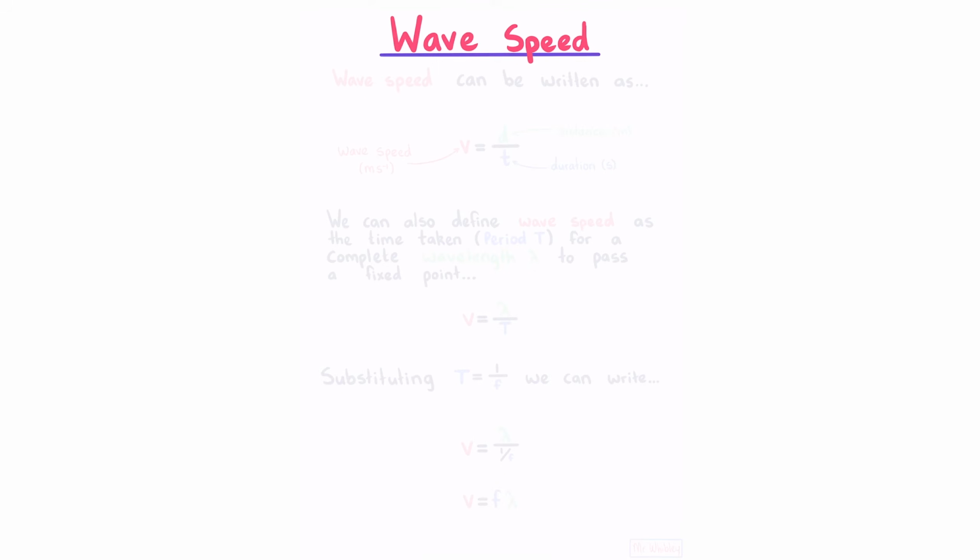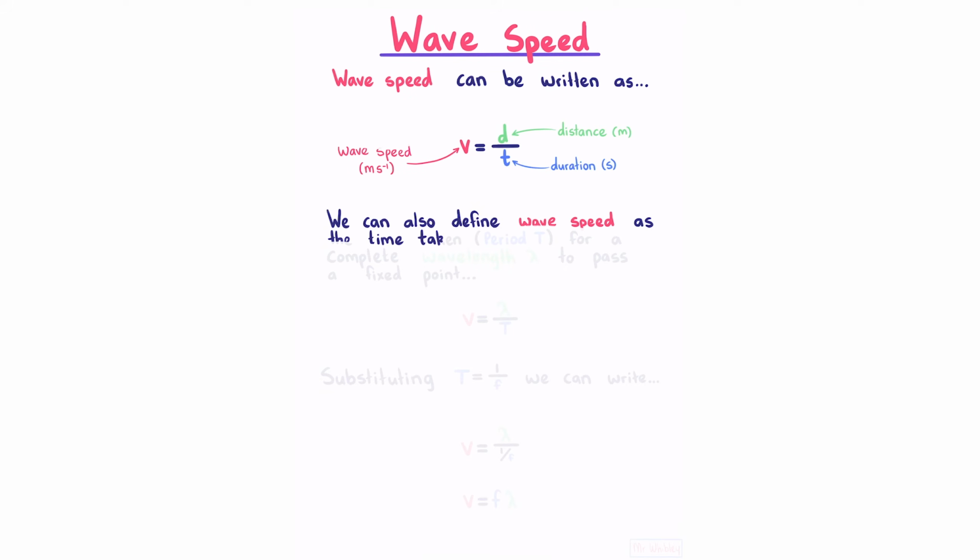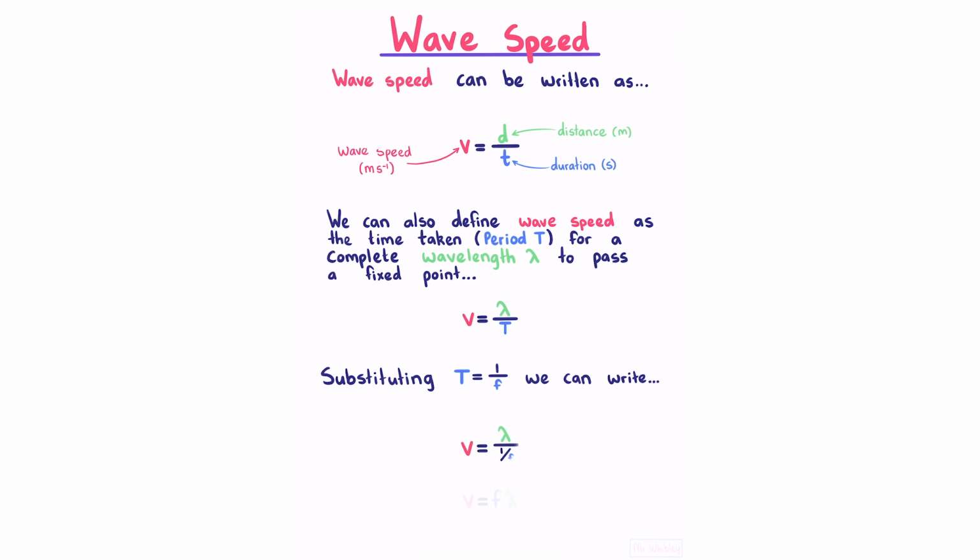Wave speed. Wave speed can be written as the distance divided by the duration. We can also define wave speed as the time taken or period for a complete wavelength to pass a fixed point, or that the velocity is the wavelength divided by the period. Substituting our period is equal to 1 over frequency, we can also write this.